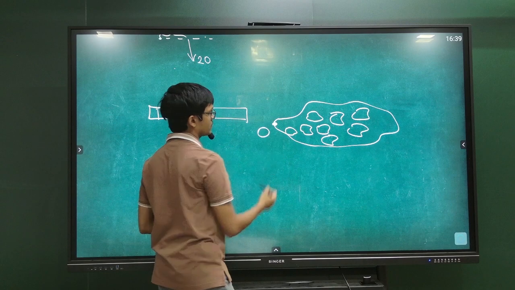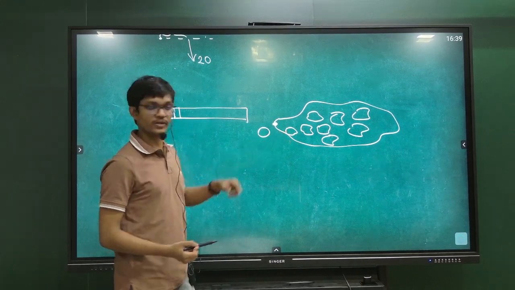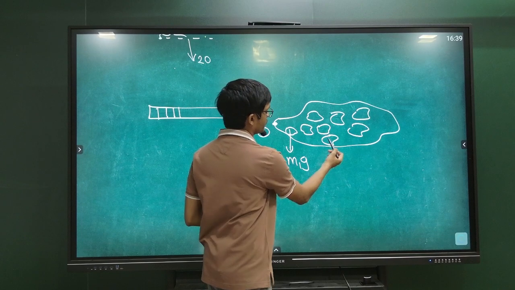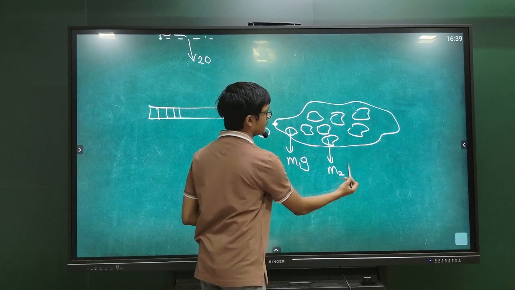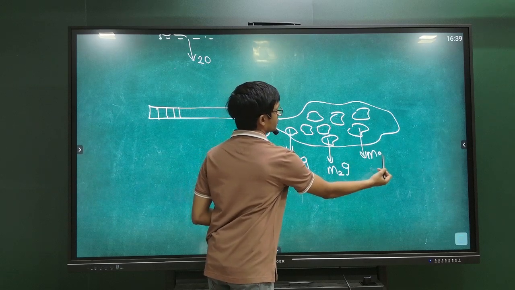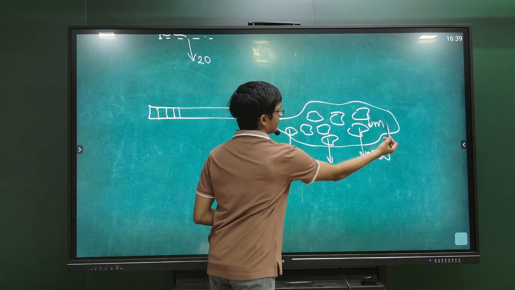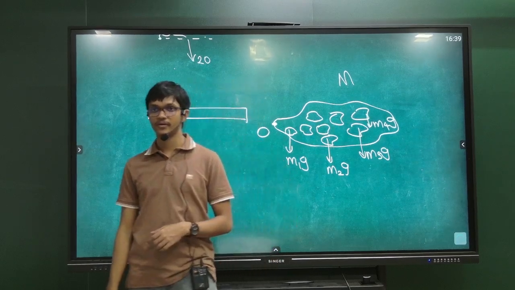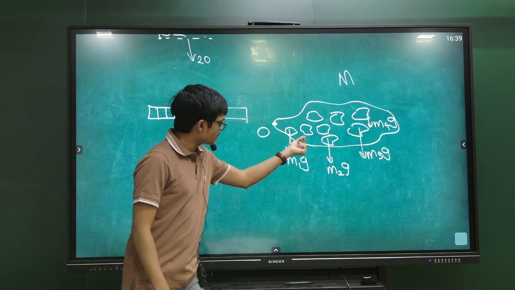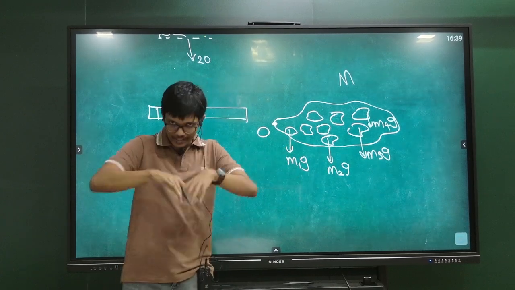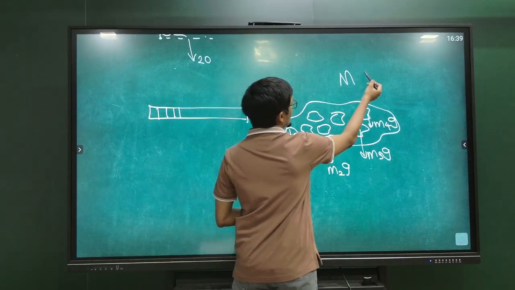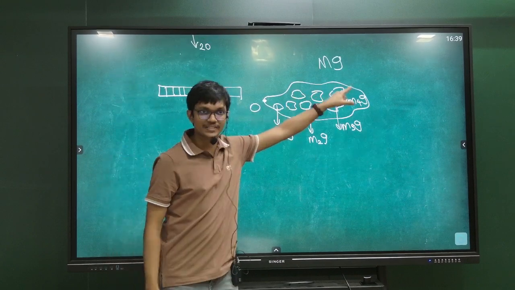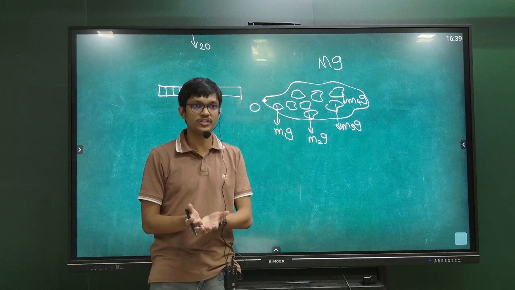I'll take this point as O. If the mass of this point is m1, the weight is m1g. If the weight of this point is m2, the weight is m2g, m3g, m4g. If the total mass is capital M, when you consider all these small weights combined, they create a weight of Mg. Clear? When you combine all these small weights, it creates a capital Mg weight.